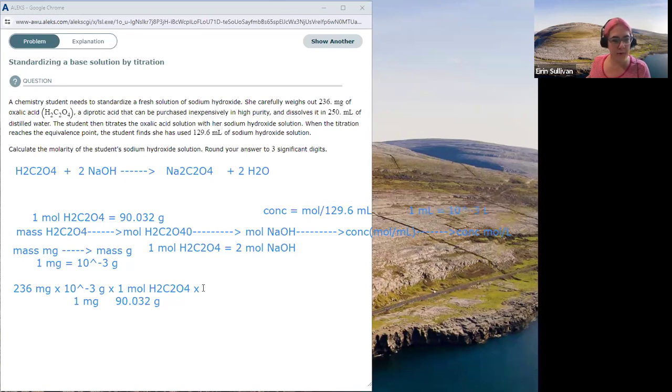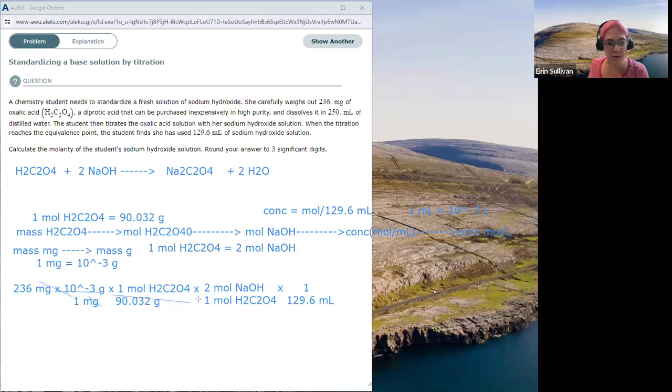All right, so we've converted milligrams to grams, grams to moles of oxalic acid. Then we're going to use that mole conversion to convert between moles of oxalic acid to moles of sodium hydroxide. So this is the fun bit. We're going to divide through by the volume dispensed, which is 129.6 milliliters. Bear with me on units, okay?